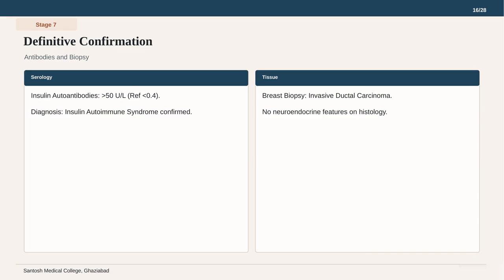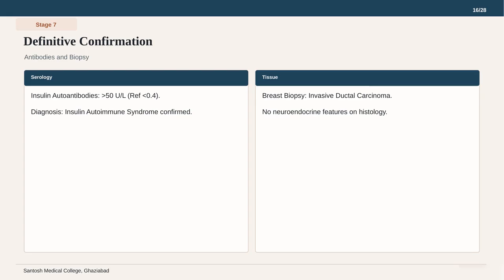Meanwhile, the tissue panel on the right reveals the results of the breast biopsy. It shows invasive ductal carcinoma. Importantly, the histology report notes there are no neuroendocrine features in the tumor, meaning the breast cancer itself is not secreting insulin. We now have two highly significant confirmed diagnoses in our 85-year-old patient.